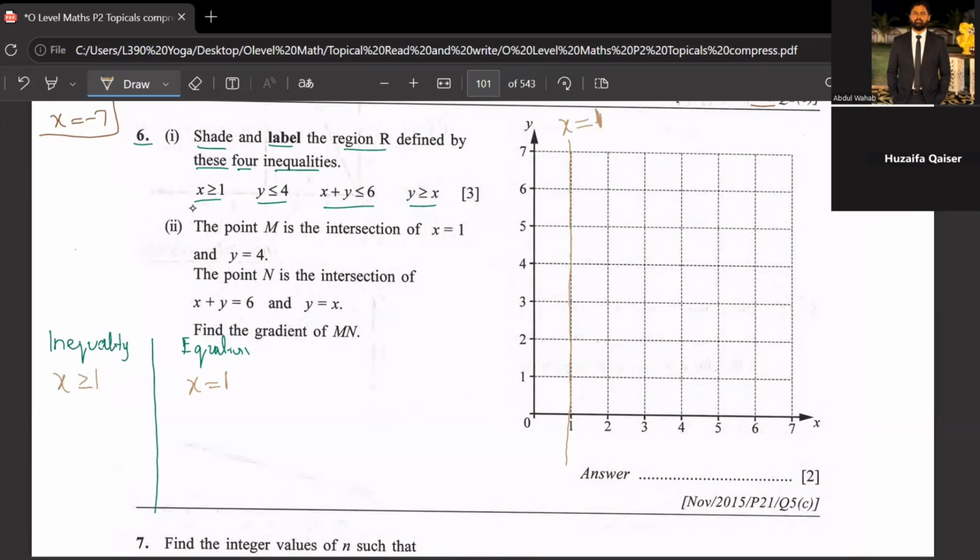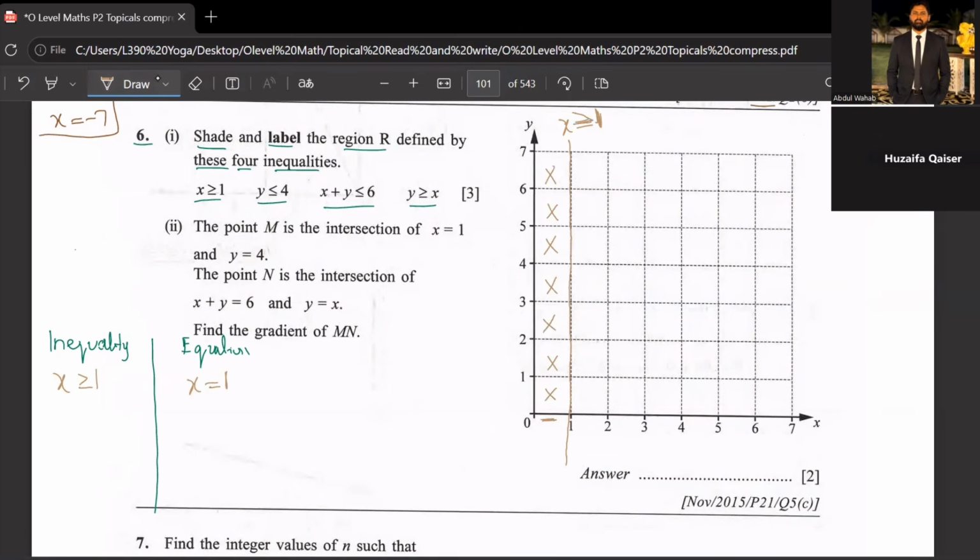Now, what did the inequality tell you? x is greater than or equal to 1. It means you don't need to focus on the less than values of x. And what are the less than values of x? Less than values of x is this portion. It means you don't need to discuss this portion. This portion is not under discussion. The portion which is under discussion is x is equal to 1 and the values greater than x is equal to 1, which is 2, 3, 4, 5, 6.